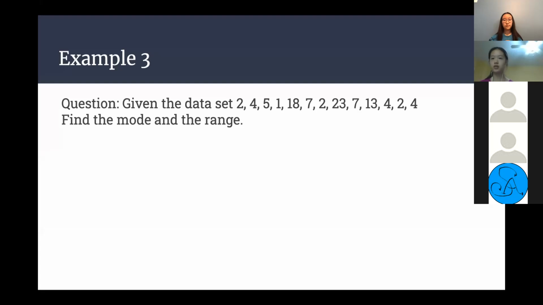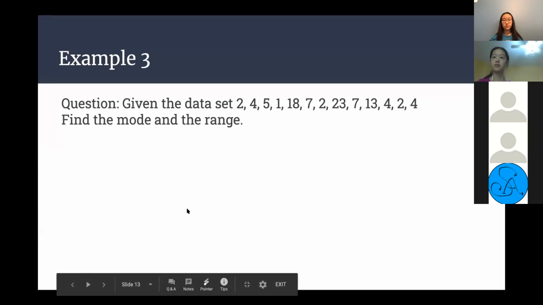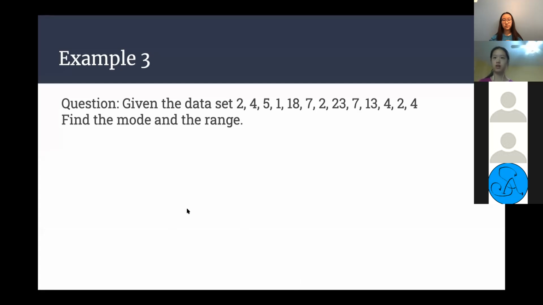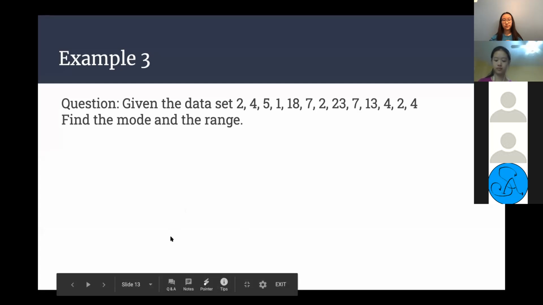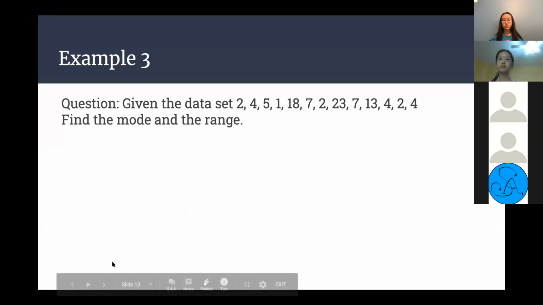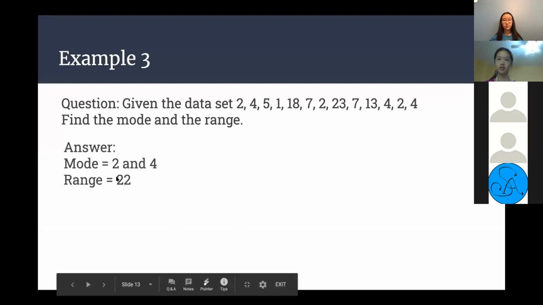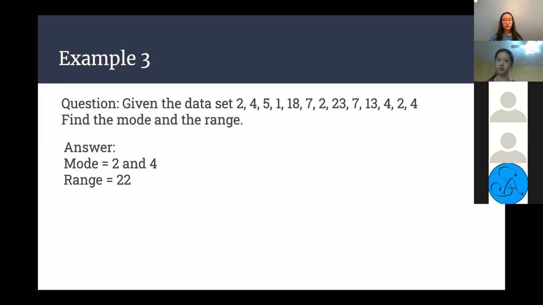As for the range, it looks like you have identified the largest number as 23, but the smallest number is not 2. The smallest number is 1. Okay, so the answer is the range is 22 because the largest number is 23 and the smallest number is 1. So the range would be 23 minus 1, which is 22.